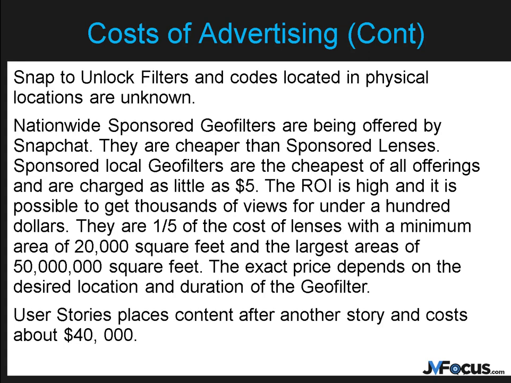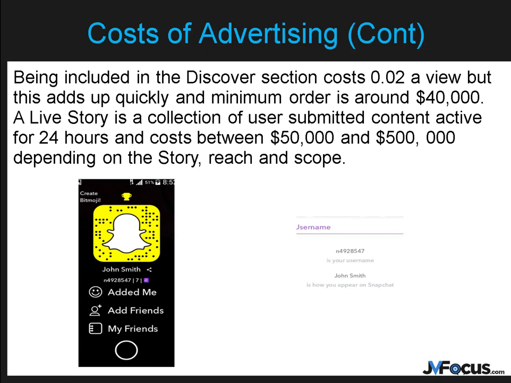User Stories places content after another story and costs about $40,000. Being included in the Discover section costs 2 cents a view, but this adds up quickly and the minimum order is around $40,000. A live story is a collection of user-submitted content, active for 24 hours, and costs between $50,000 and $500,000 depending on the story, reach, and scope.